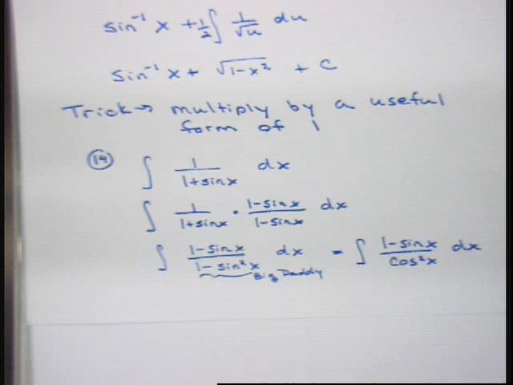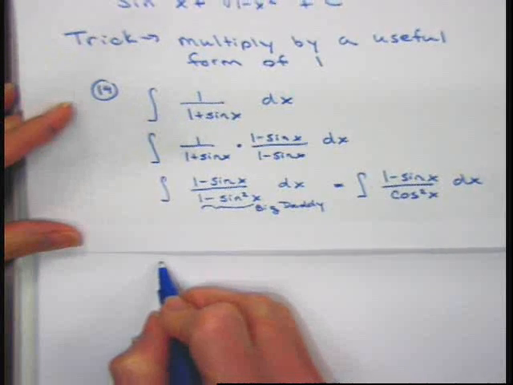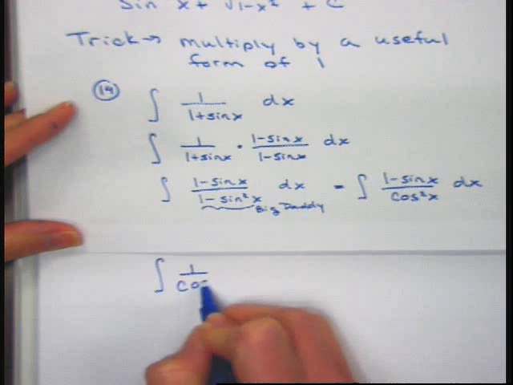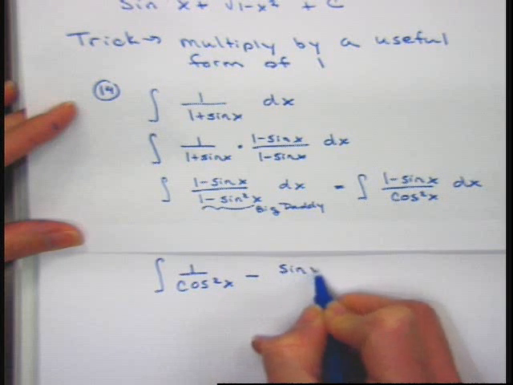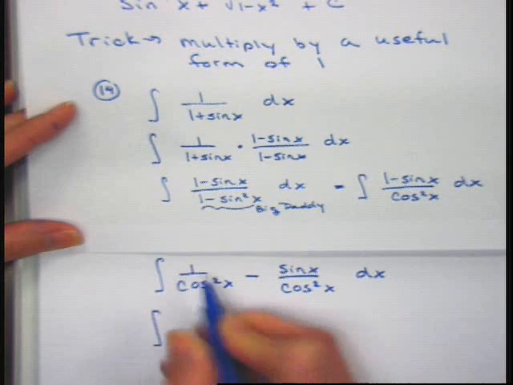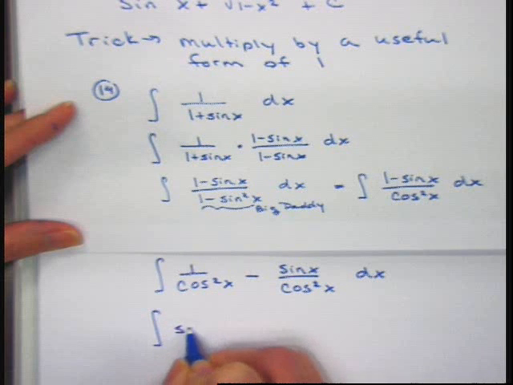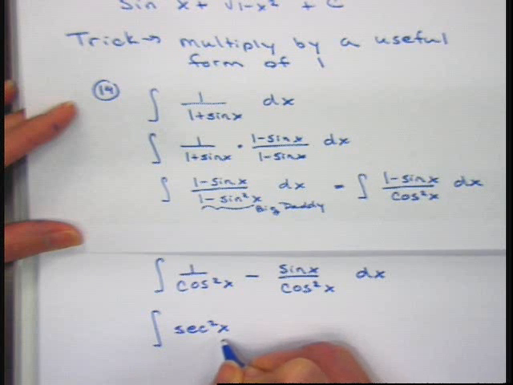All right, now might be a fun time to go ahead and split this bad boy up because you have a monomial in the denominator. You have just a single thing in the denominator. So what you can do is write this as the antiderivative of 1 over cosine squared x minus sine x over cosine squared x dx. Well, 1 over cosine squared x is secant squared x, right? Which does seem to have an antiderivative. I think it's like the cotangent.